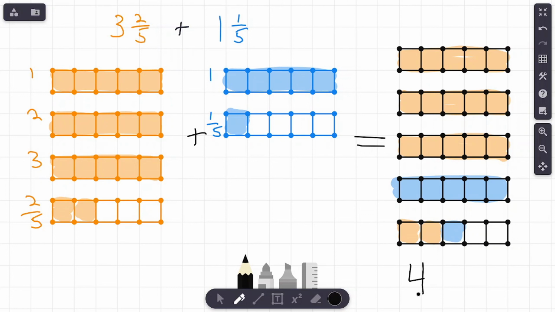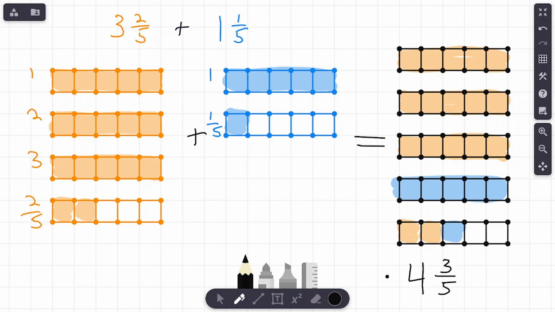And what is our fraction in our mixed number? Count them up. 1/5, 2/5, 3/5. Answer for 3 2/5 plus 1 1/5 equals 4 3/5.